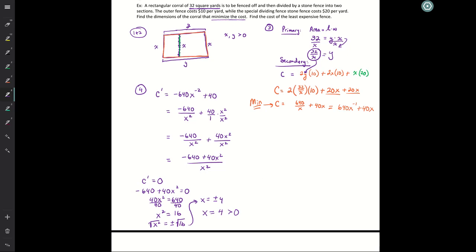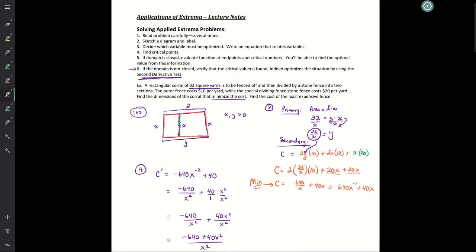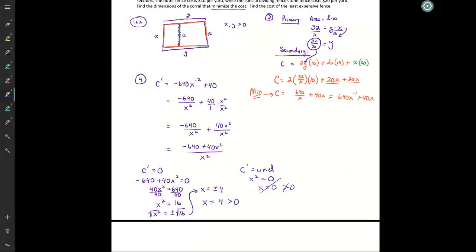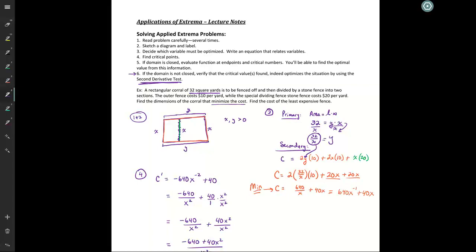All right. Also, we need to find where the derivative is undefined. The derivative here would be undefined if the bottom were 0. Well, x squared equals 0 is only true if x is 0. That's out because it's not strictly greater than 0. Okay, so that one is no go. Now, here's what we have at this particular point. We've gone through and we've found the critical points. The only critical point we have is x equals 4. This is not a closed domain type of problem. That means that if we're going to have an extrema, it's going to occur at the critical value. Well, the only critical value we have right now is x equals 4.